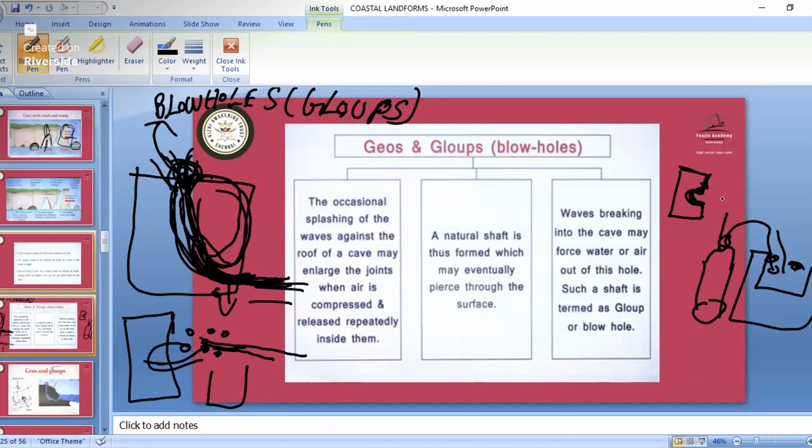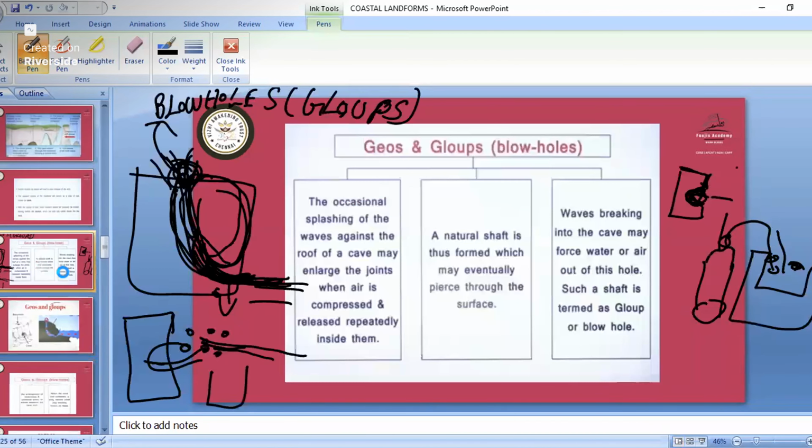So geos and bays are not the same, but when these parts are broken, it will take a shape like this. So these particular shapes, those eroded parts, are known as the geos. So don't get confused between the bays and the geos. So this is the geos.